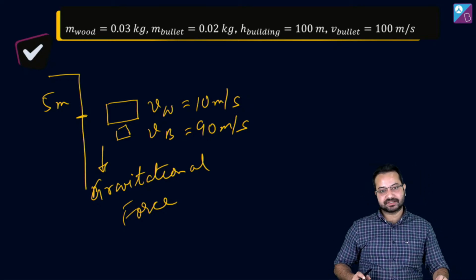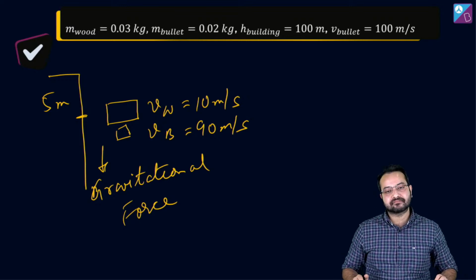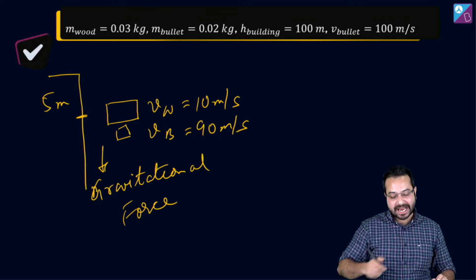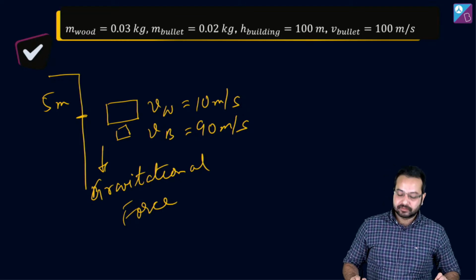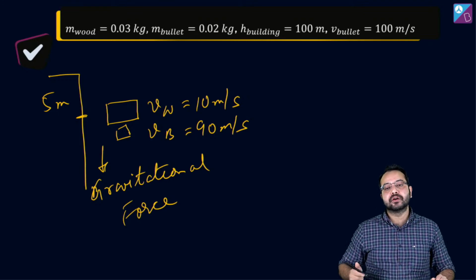So my question is, and this is a very critical question, there is gravitational force acting. There is an external force acting. So in this situation, how do we conserve the linear momentum?